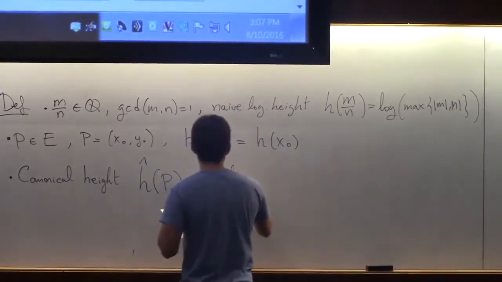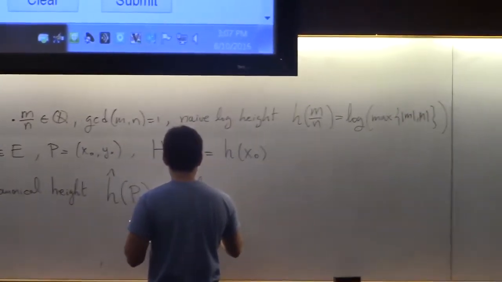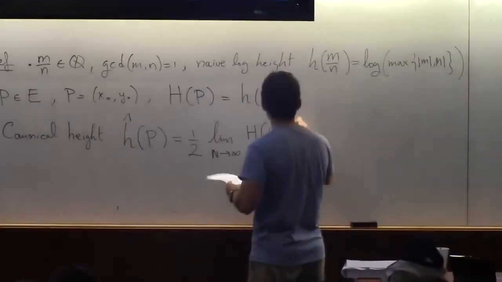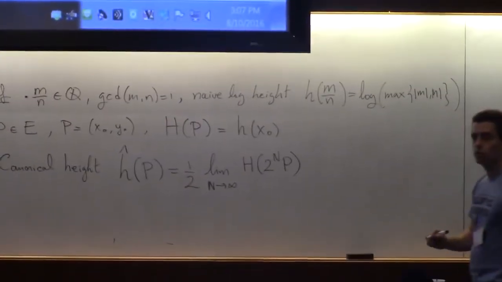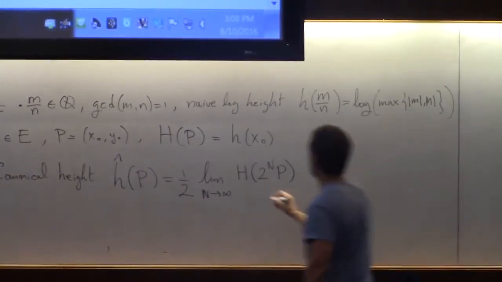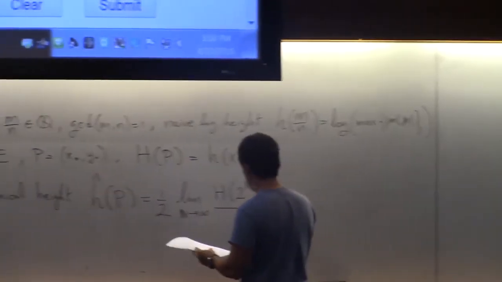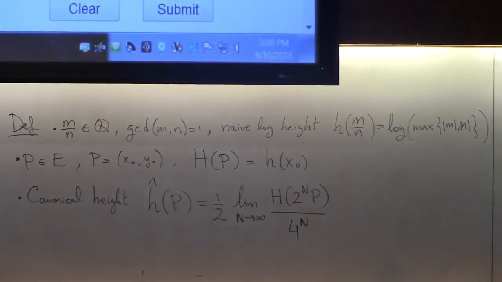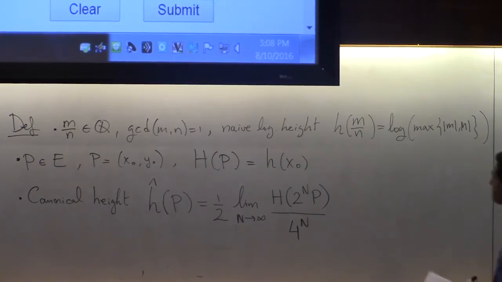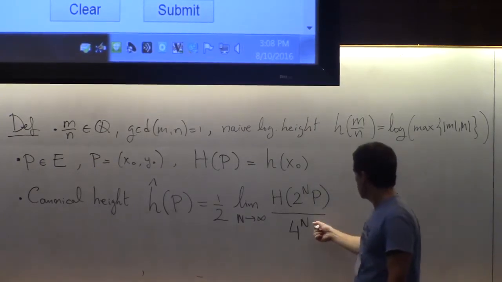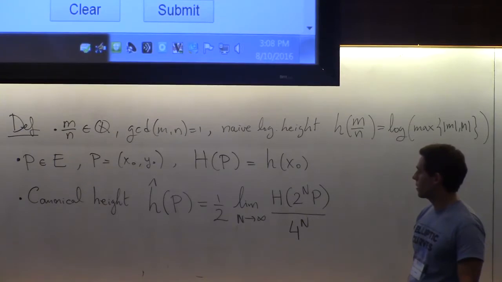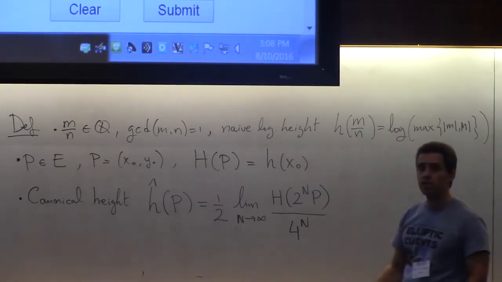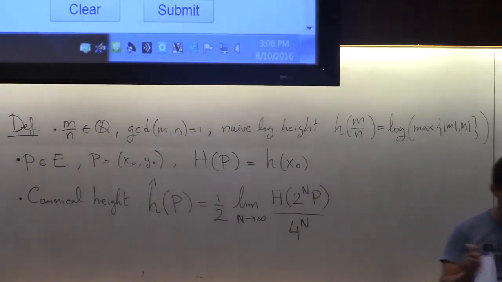It's a half of the limit as n goes to infinity of the height of that multiple of P, n P, divided by, that's going to be very big, so I have to divide it by some normalization factor, 4 to the n. I think it's the Néron-Tate height. This converges and has some very nice properties that I'm going to tell you.